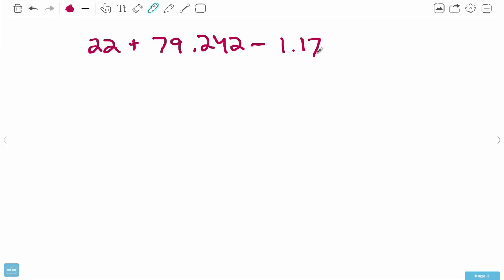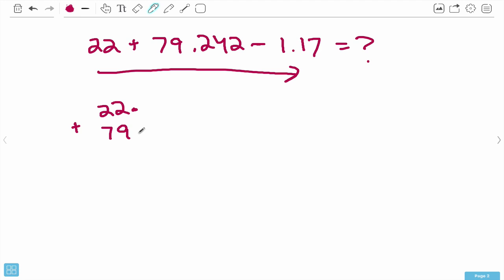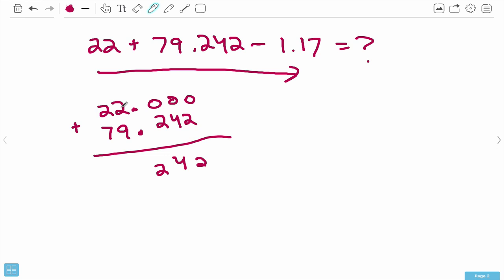So now we can just work this problem left to right as we would with any other. So 22, remember we're going to line up the decimal points, plus 79.242. Remember we can use zeros as placeholders. So that's 2, 4, 2. 9 and 2 is 11. Carry the 1.